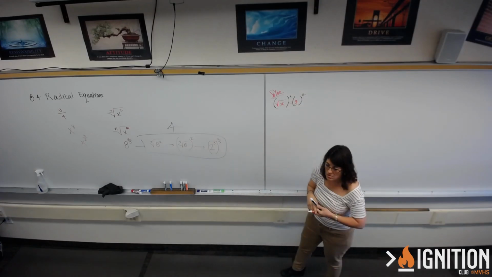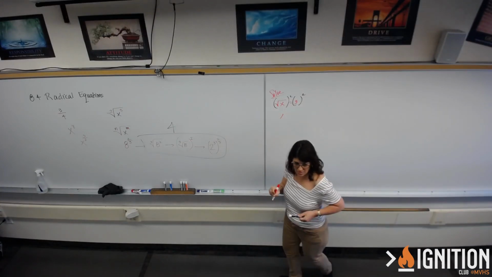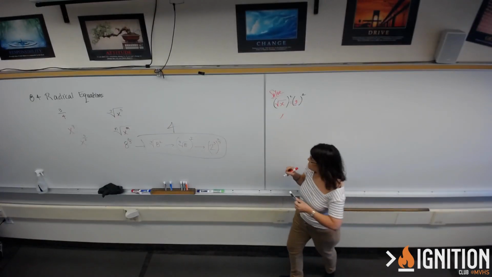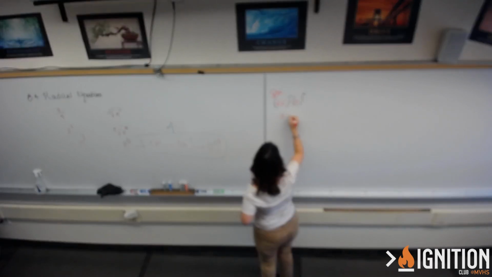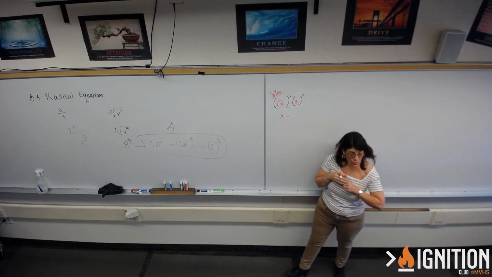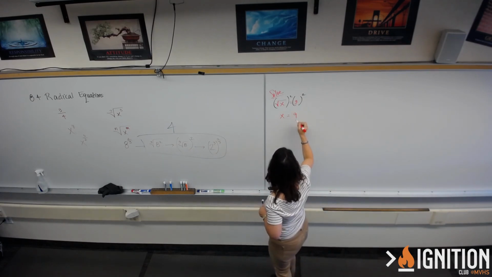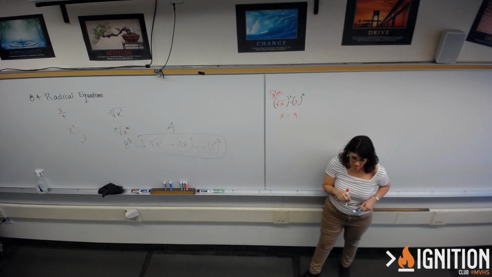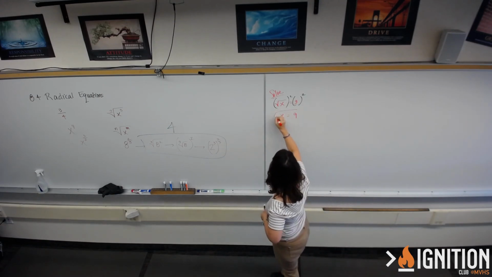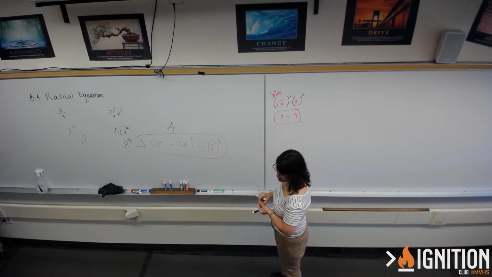What's x? X. What's root x squared? X. Yeah, root x squared is x. And 3 squared? 9. Check. Don't just circle your answer. Check. Is the square root of 9 3? Great, move on. It is.